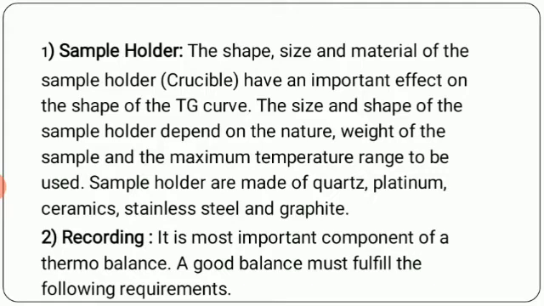First, the sample holder. The shape, size and material of the sample holder, that is the crucible, have an important effect on the shape of the TG curve, the thermogravimetric curve. The size and shape of the sample holder depend on the nature and weight of the sample and the maximum temperature range to be used. Sample holders are made of quartz, platinum, ceramics, stainless steel and graphite.